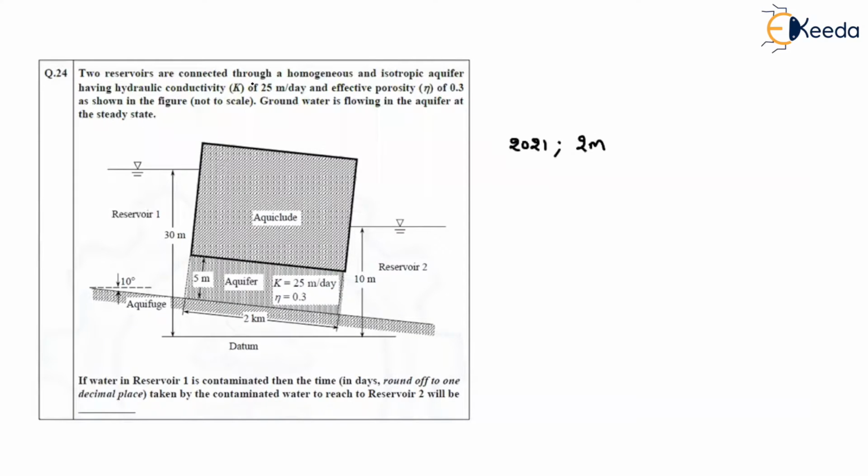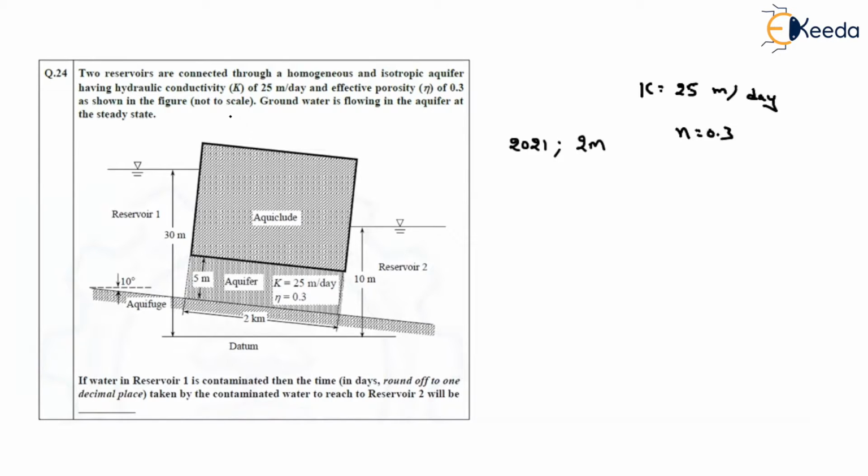Two reservoirs are connected through a homogeneous and isotropic aquifer. For this aquifer, two reservoirs are connected. And what is the hydraulic conductivity? That means they have given the K value. What is the K value? 25 meters per day. Right? Now, and effective porosity. Porosity is given as N equal to 0.3.